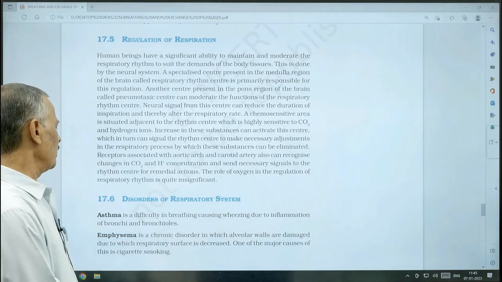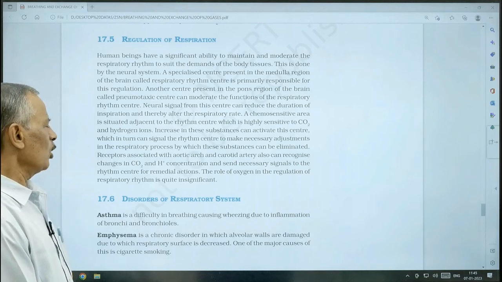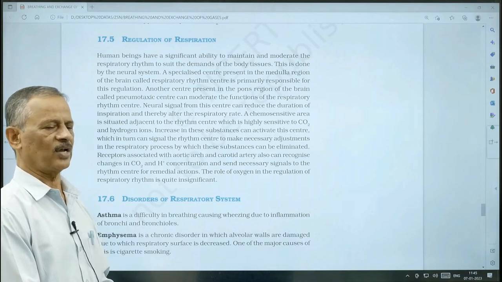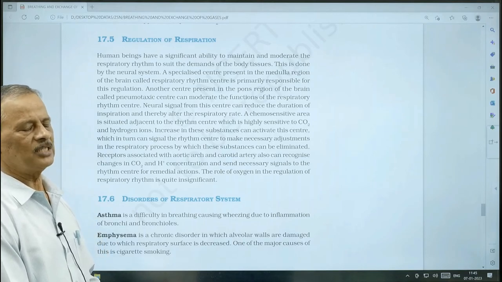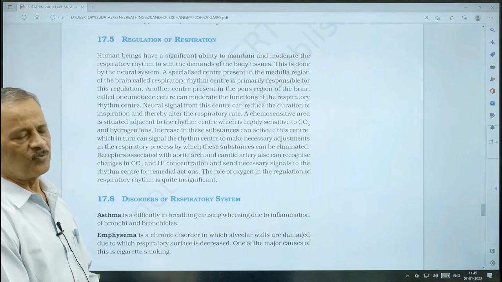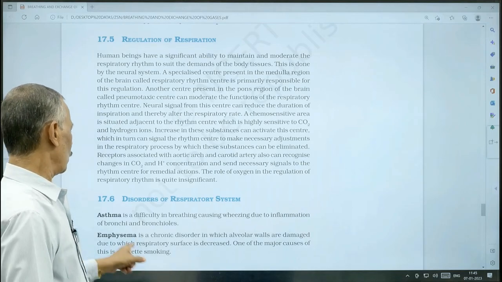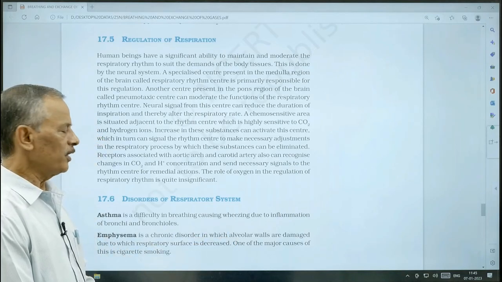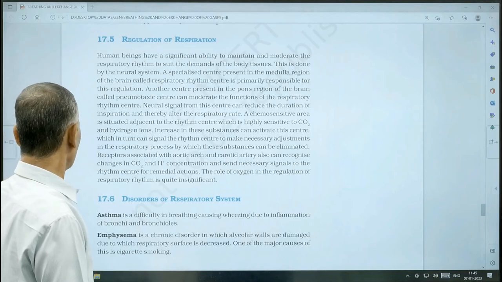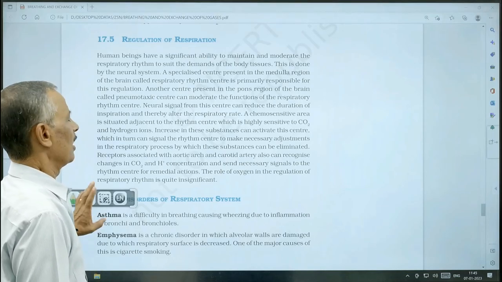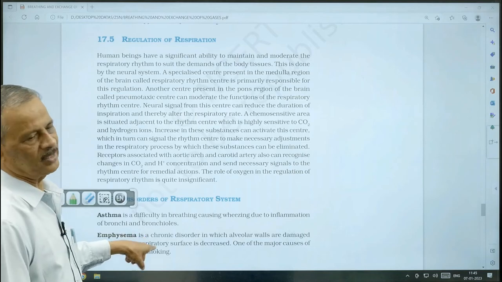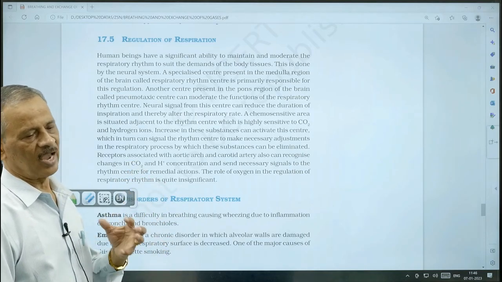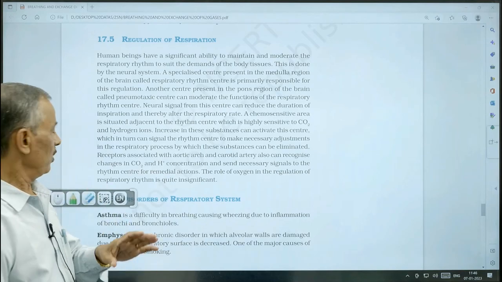Emphysema is a condition in which alveolar walls are damaged. It is through the alveolar walls that exchange of gases takes place, but they become damaged and fibroid and unfit for exchange of gases. So the respiratory surface is decreased. Smoking is the main villain in converting normal healthy alveoli into emphysemic alveoli. So when the total surface area of exchange is decreased, the availability of oxygen is very much reduced.